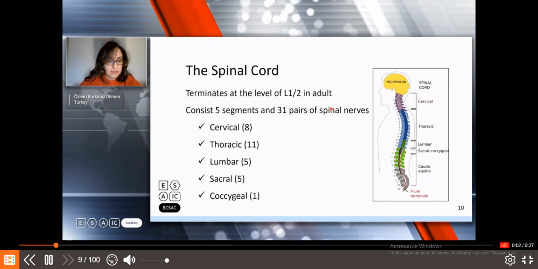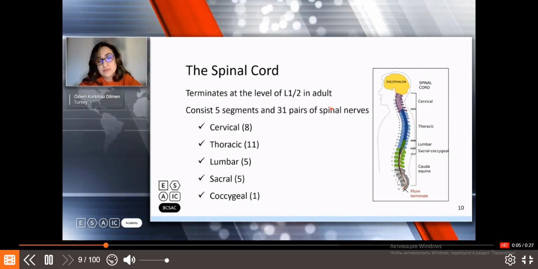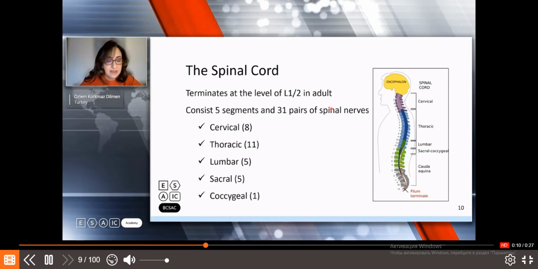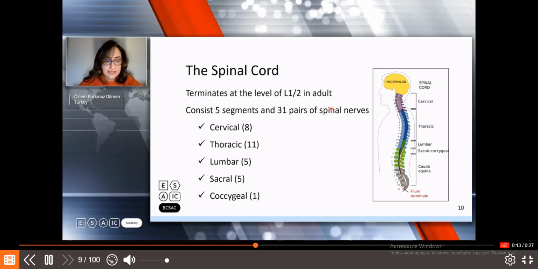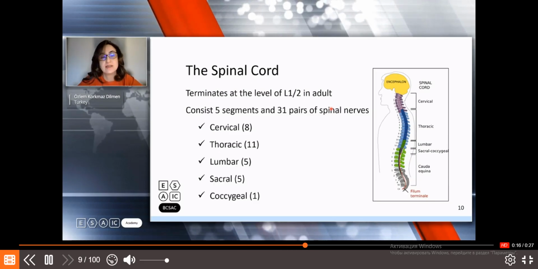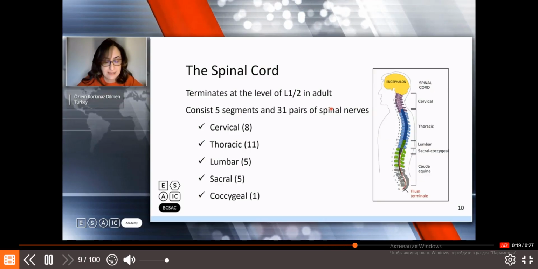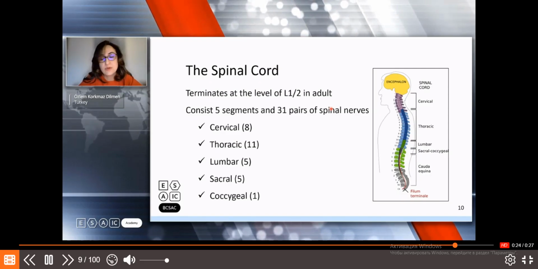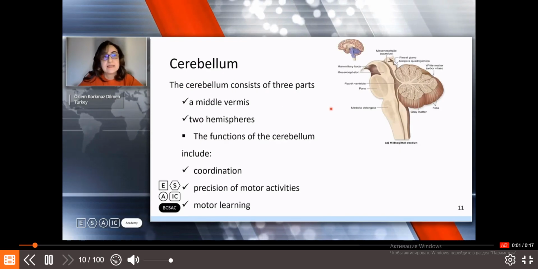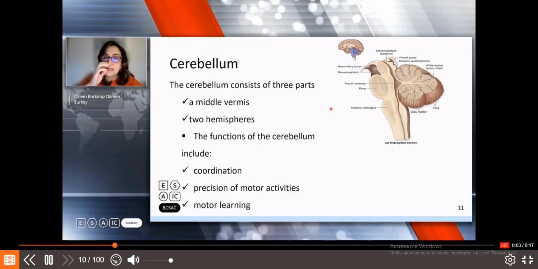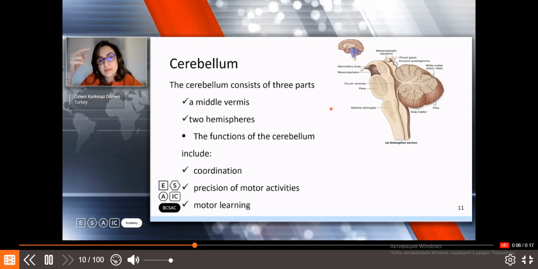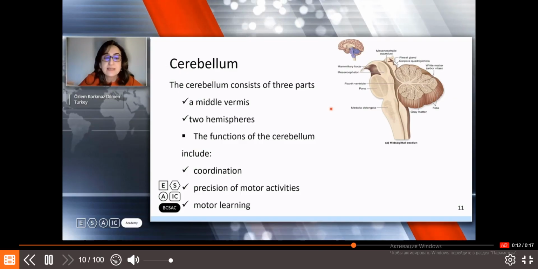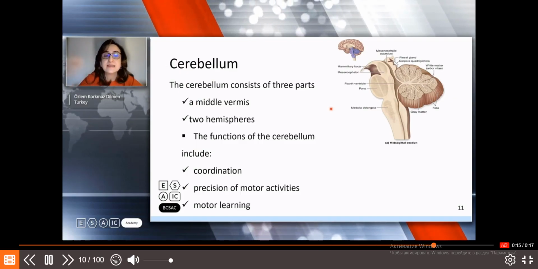The spinal cord extends from the foramen magnum to the level of L1 or L2 in adults. It consists of 5 segments: cervical, thoracic, lumbar, sacral, and coccygeal. A total of 31 pairs of spinal nerves emerge from them. The cerebellum consists of 3 parts: a middle vermis and 2 hemispheres. Its functions include coordination, precision of motor activities, and motor learning.